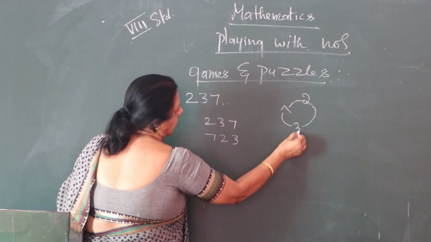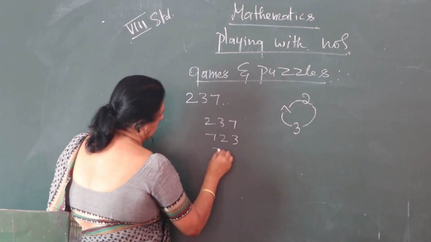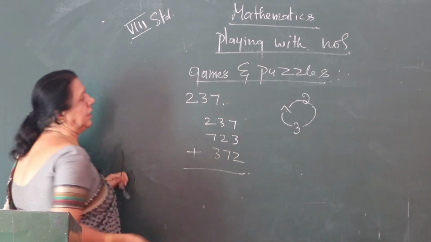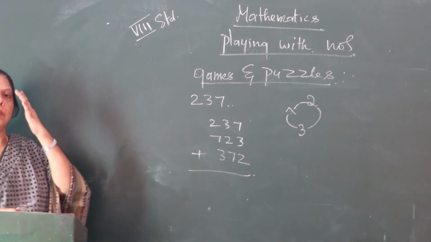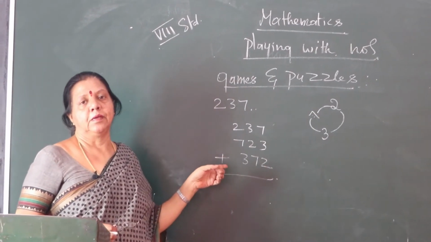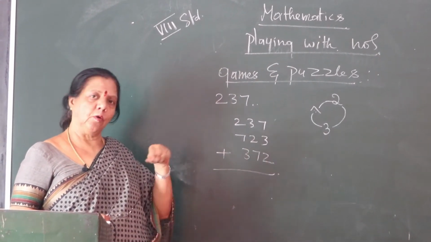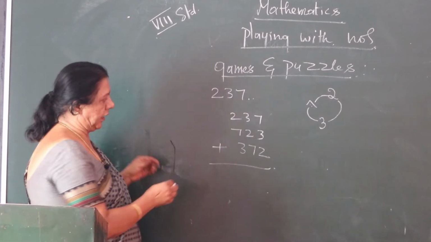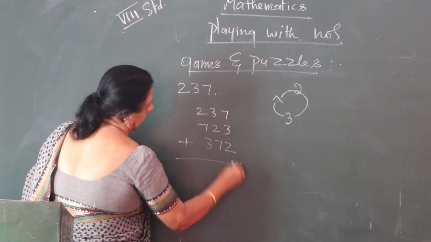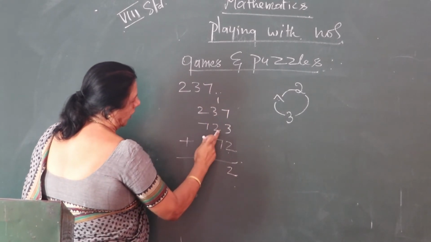3, 7, 2. See here, this is the way you have to do it. If you go further, repetition will take place. Three numbers are there, no? So you make it reverse. Add it. So 10, 12.